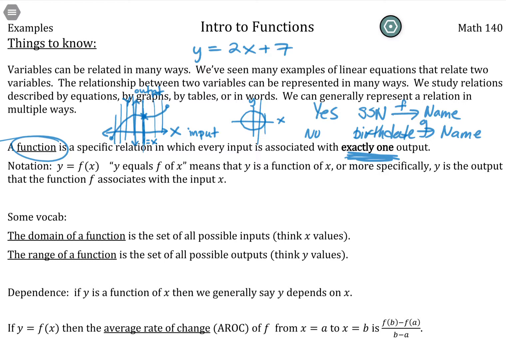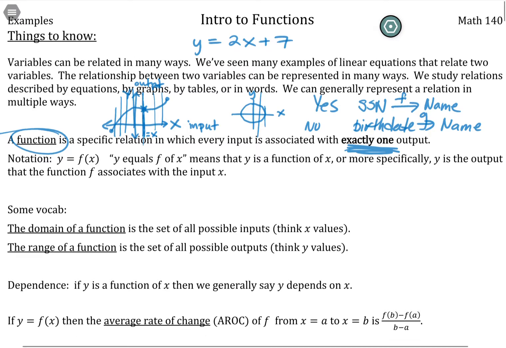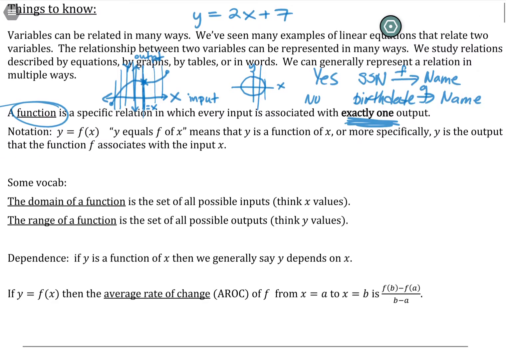Okay, so the notation, this is a big part of what's new here. Hopefully you've looked at some graphs before, you've read descriptions of relations, but the notation I think is probably going to be new for a fair number of us. So the notation looks like y equals f of x.